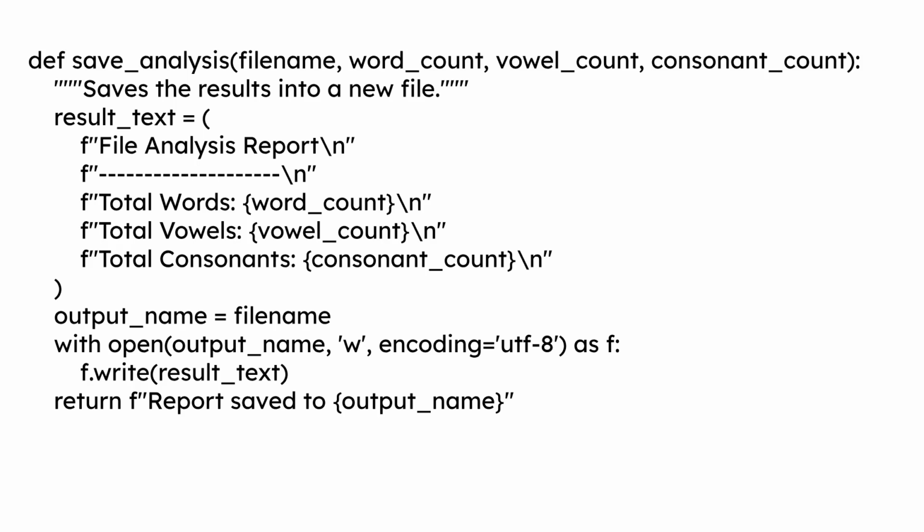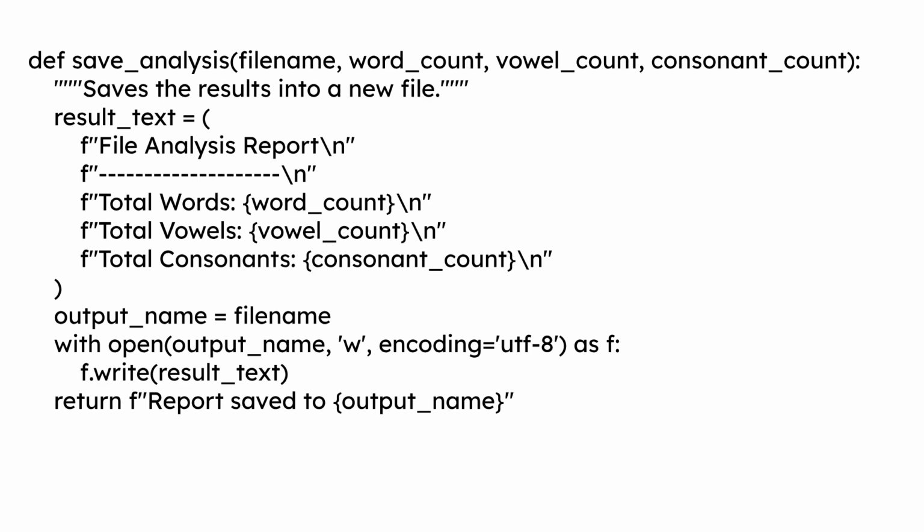Notice the w right here. Unlike the earlier functions where we used r to read a file, here we use w for write mode. This tells Python to open up a brand new empty text file named information.txt on your hard drive, completely ready to be filled. Inside that file, we run f.write(result text). This physically pours our beautifully formatted report straight into the text document and saves it.